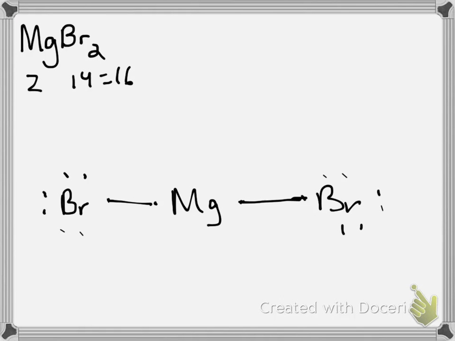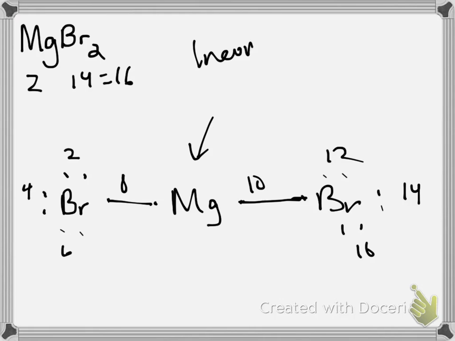So, when I count, Br has 2, 4, 6, 8. 2, 4, 6, 8. Mg has the 4 it needs. When I do my final count, 2, 4, 6, 8, 10, 12, 14, 16. So again, this is an incomplete octet on the center atom. It means it has less than 8. Okay, you need to know what that means.